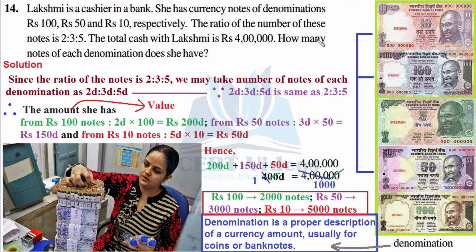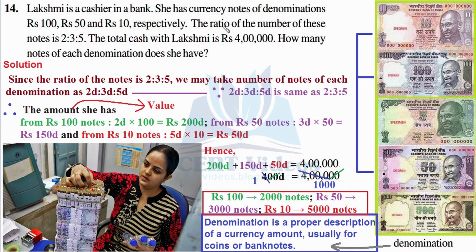Here, this question requires us to find the number of notes of each denomination, that is 100, 50 and 10. Hence, we are dealing with three types of currency notes. That is 100 valued currency note, 50 valued currency note and 10 valued currency note. And we are given certain hints based on which we have to find the total number of these three valued notes. So what is our first hint? That is the ratio of the number of these notes is 2 is to 3 is to 5.